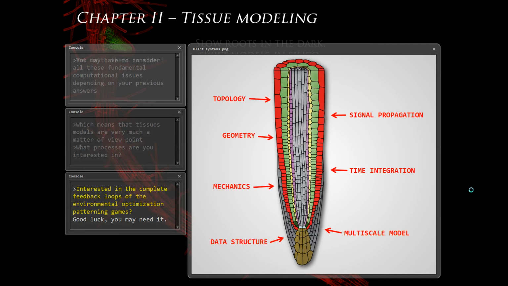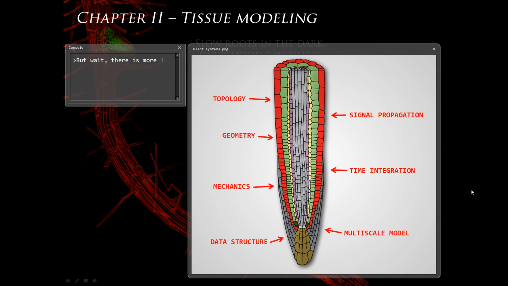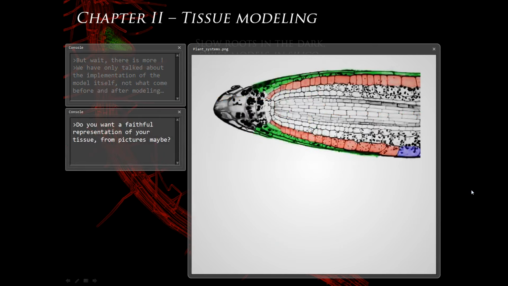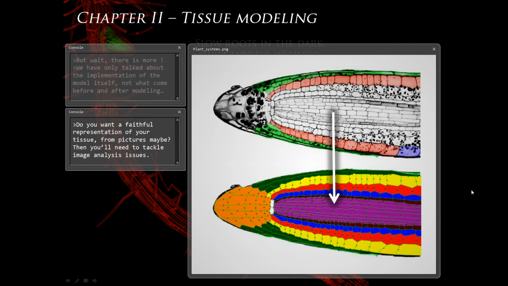But wait, there's more, always more. We have only talked about the implementation of the model itself and not what comes before or after modeling. What do I mean by that? Well, for example, do you want a faithful representation of your tissue coming from a picture, maybe? Well, that means that you'll have to tackle the image analysis issues. Being able to automatically or semi-automatically or manually convert an image into a data structure is not an evident process.